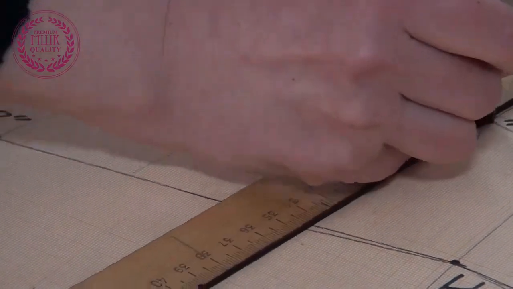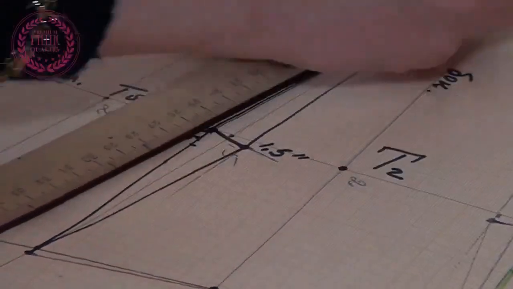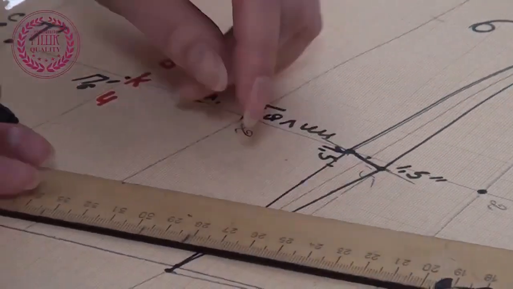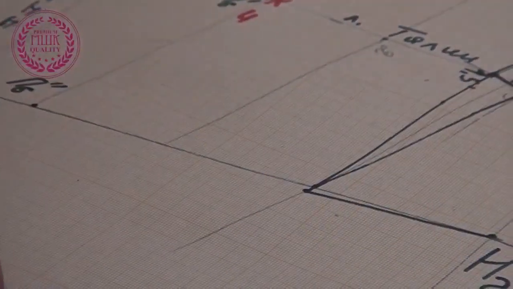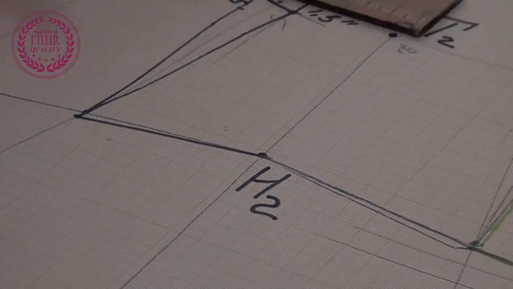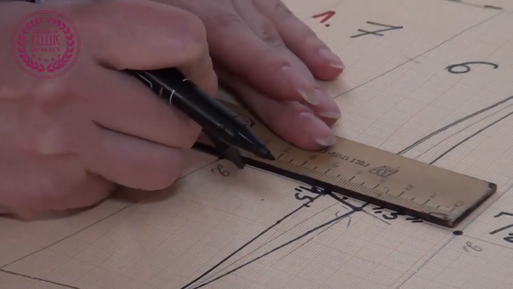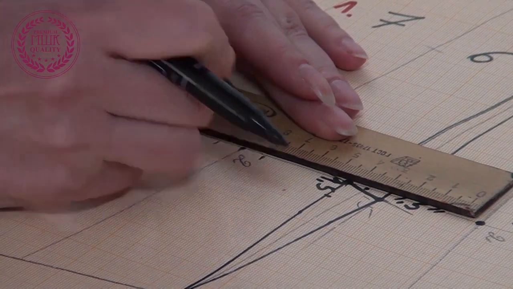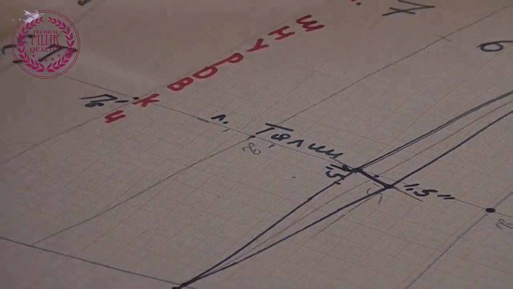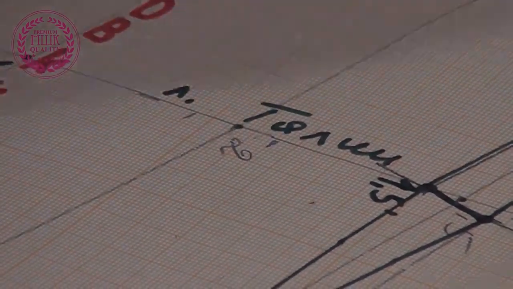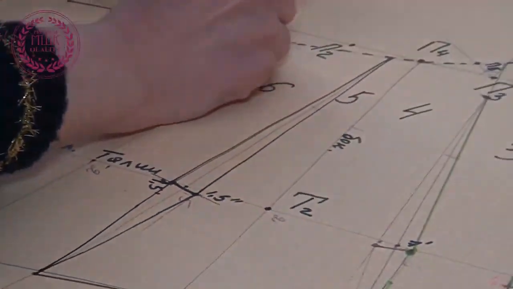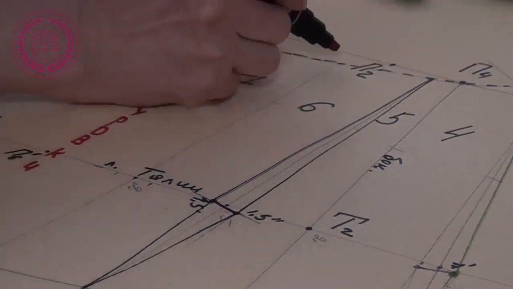I make the outlines of the details easier to understand for you. Now I'm working on the last dart. The depth of the dart is 2 centimeters. All steps are the same as with the previous dart. Therefore, I no longer comment. Just watch.